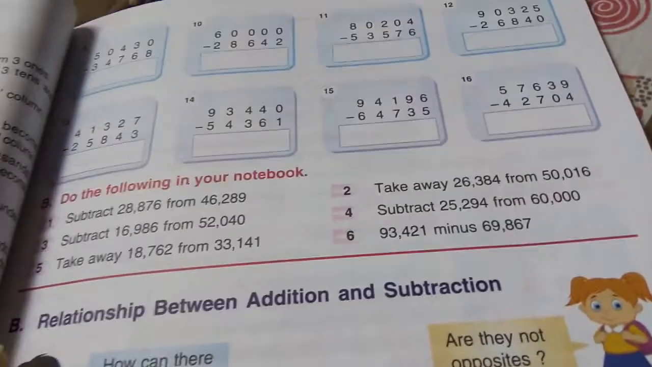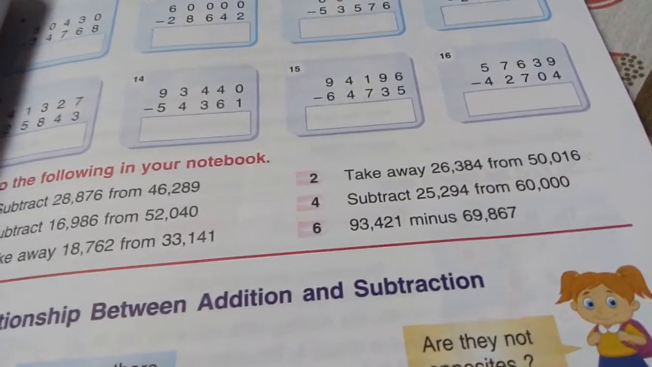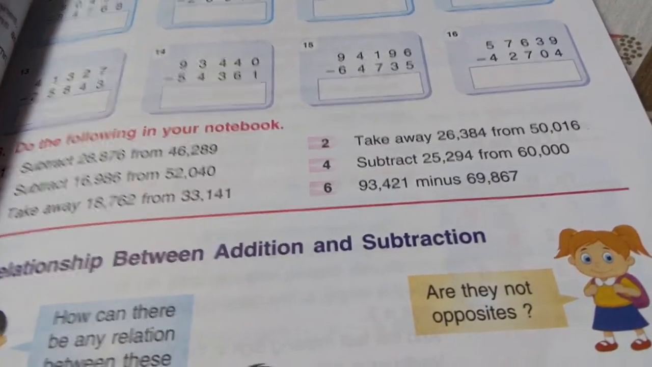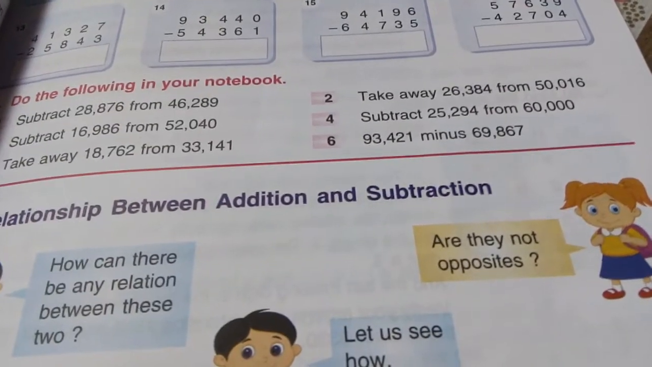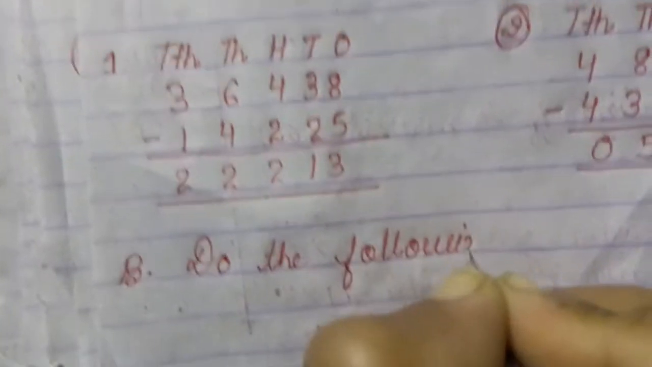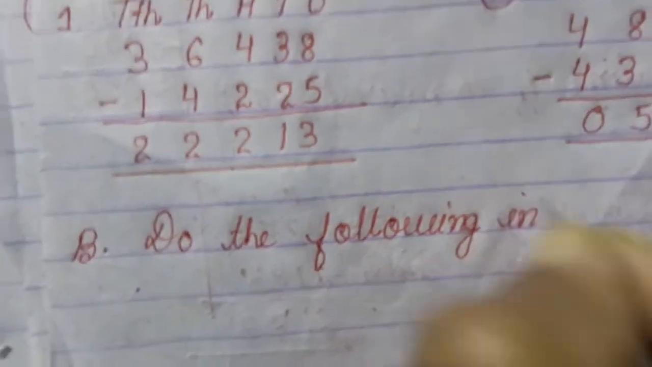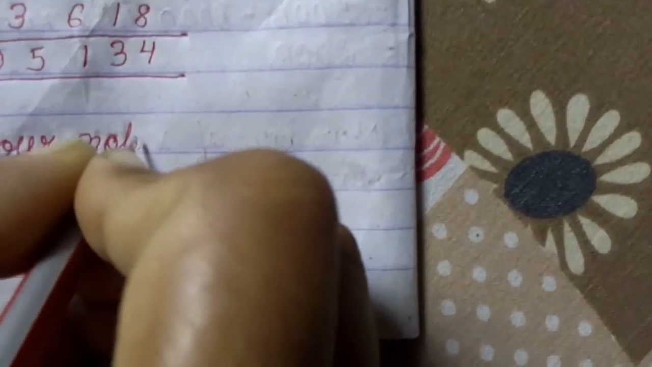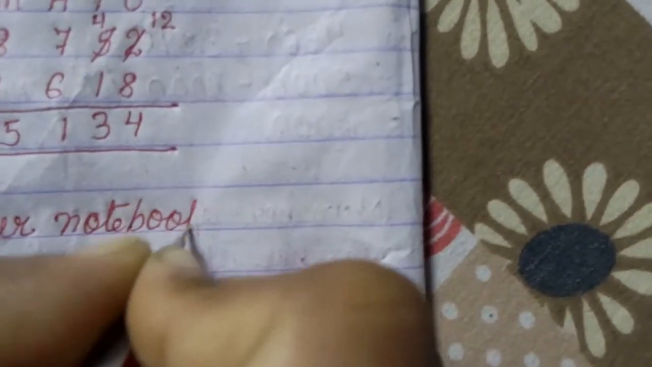Okay, now we will see how we can do section B. Do the following in your notebook. This one we have to do in our notebook, not in the book. So you will copy down the heading: Do the following in your notebook. Like this you will copy down the question.